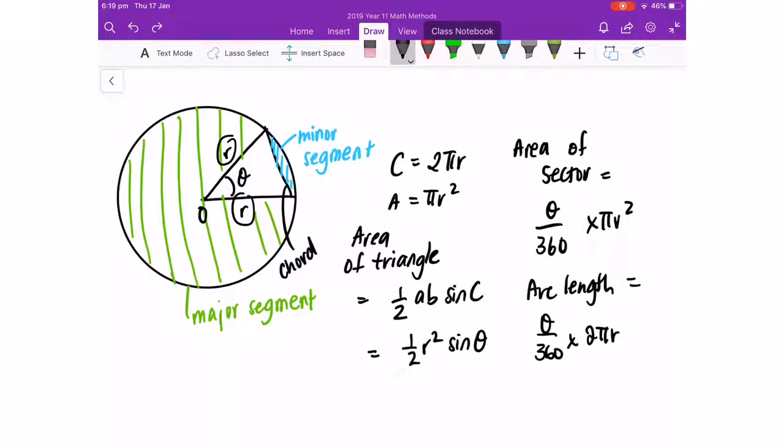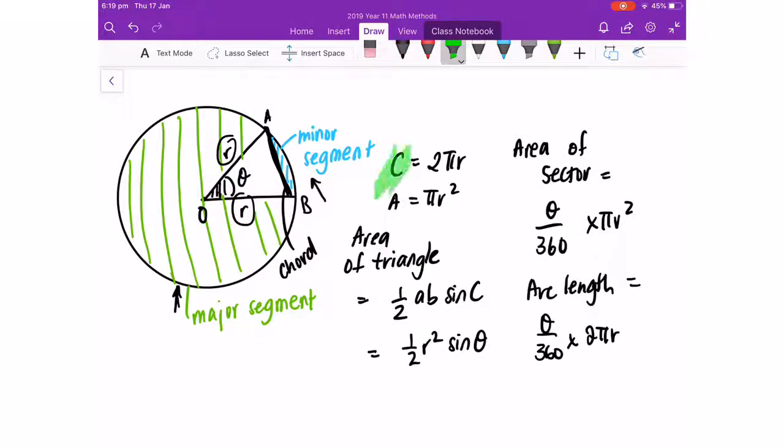I've also labeled the chord. So this is A and B, I've got a chord here. I've also got theta, or an angle. For the most part, you will actually be given an angle, or you need to calculate an angle. I've also got the minor segment, which is in blue. Sometimes you need to figure out what the minor segment is, and then the green you can see is the major segment.